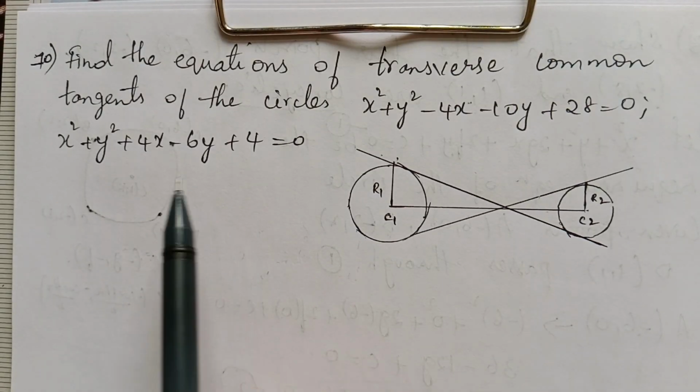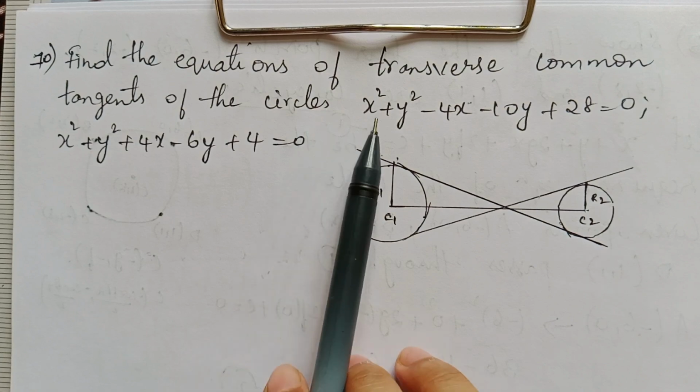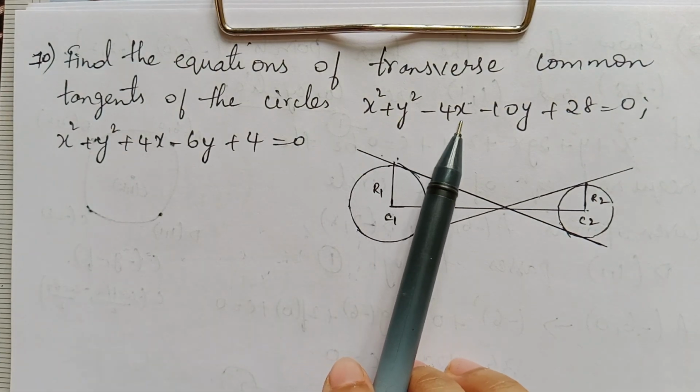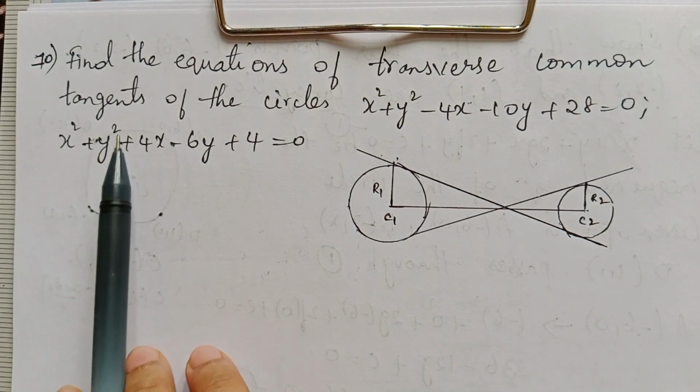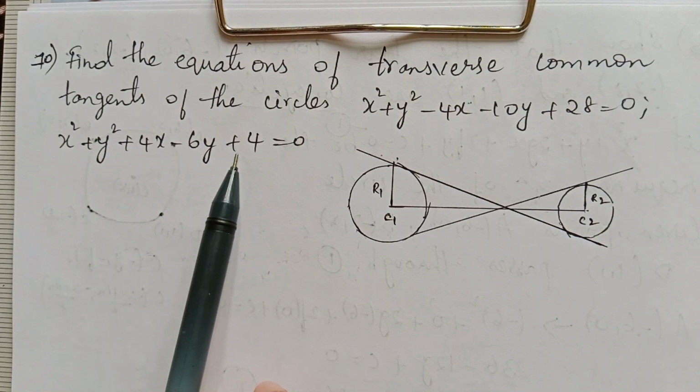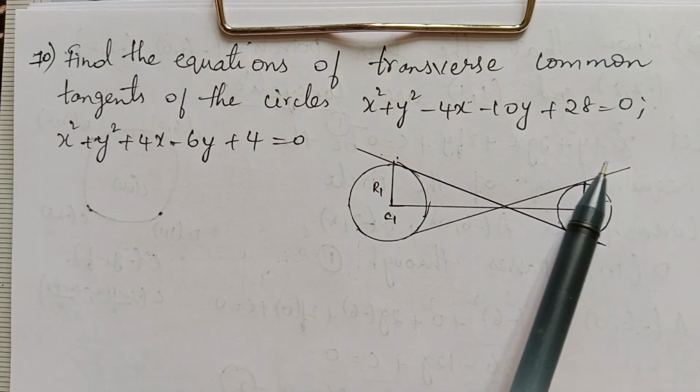So our 10th question is, find the equations of transverse common tangents of the circles x square plus y square minus 4x minus 10y plus 28 equal to 0 and x square plus y square plus 4x minus 6y plus 4 equal to 0. So here these are the transverse common tangents.